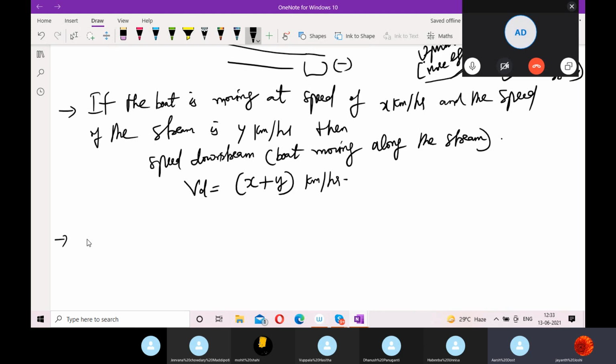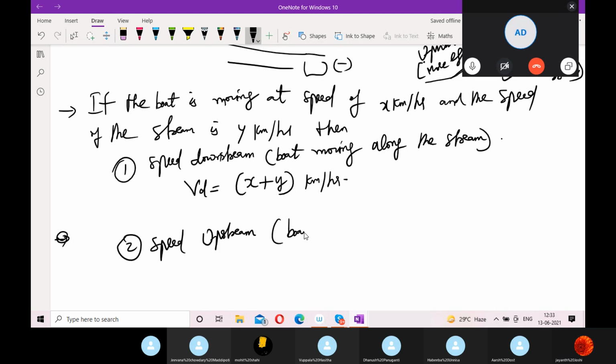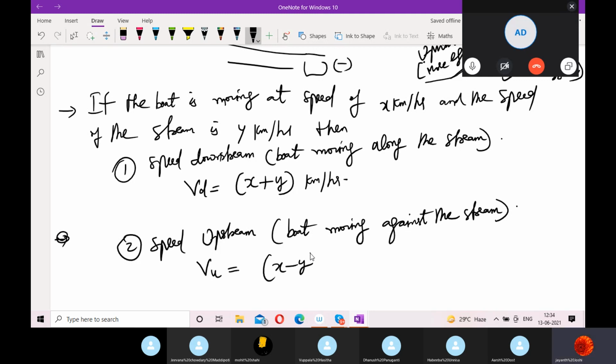Now, in this case, this was the first one. Now second one, speed upstream. Boat moving against the stream. So the boat is moving against the stream, speed upstream is equal to x minus y kilometers per hour. All of you make a note of this.